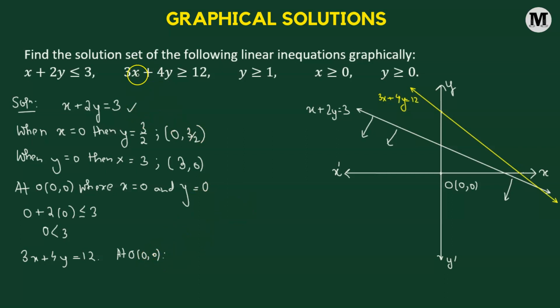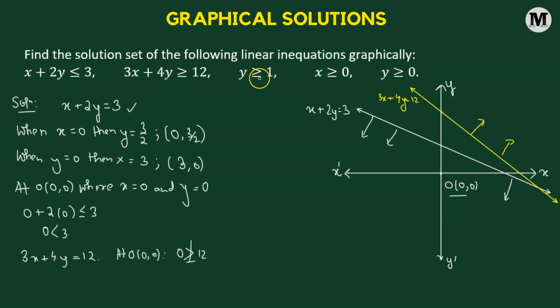So we have 3 times 0 plus 4 times 0, so that's simply 0. This is giving us 0 greater than or equal to 12. Now we know that's an incorrect statement. 0 cannot be greater than 12. Now this simply tells us that the region that contains the origin O is not going to be a part of the solution for 3x plus 4y greater than or equal to 12. In other words, we can only consider the region that's going to lie above the line 3x plus 4y equals 12.